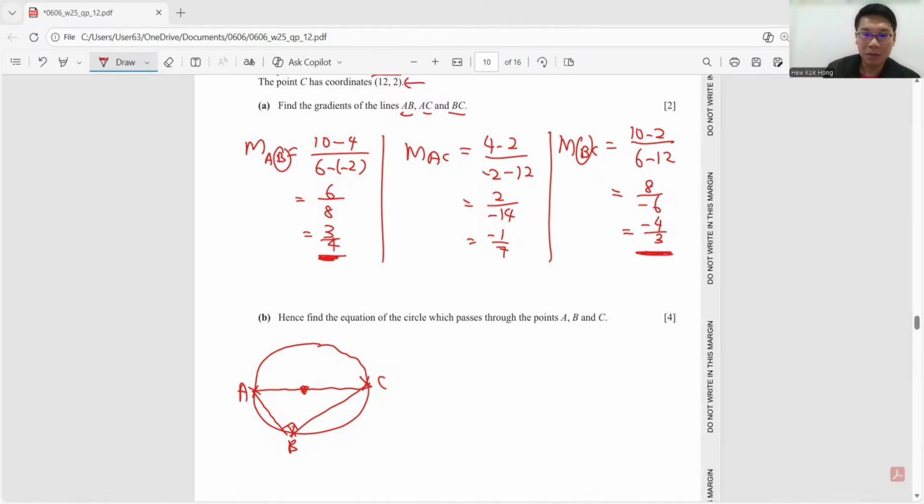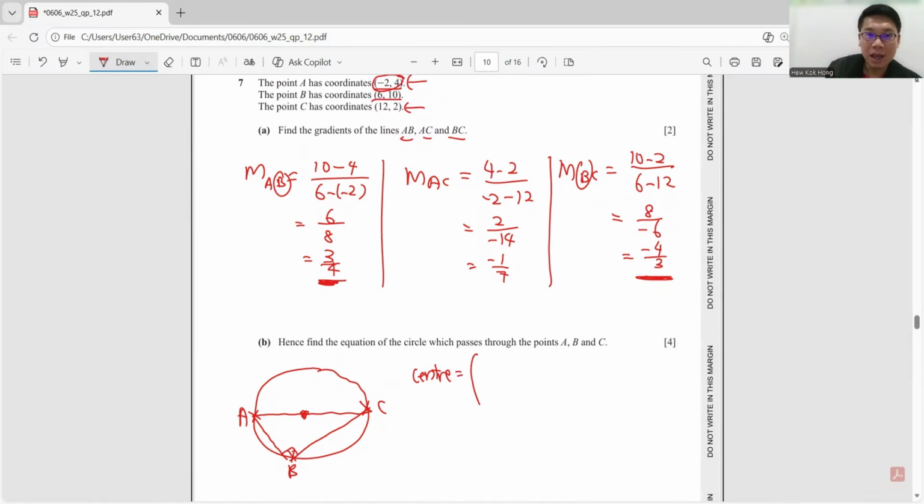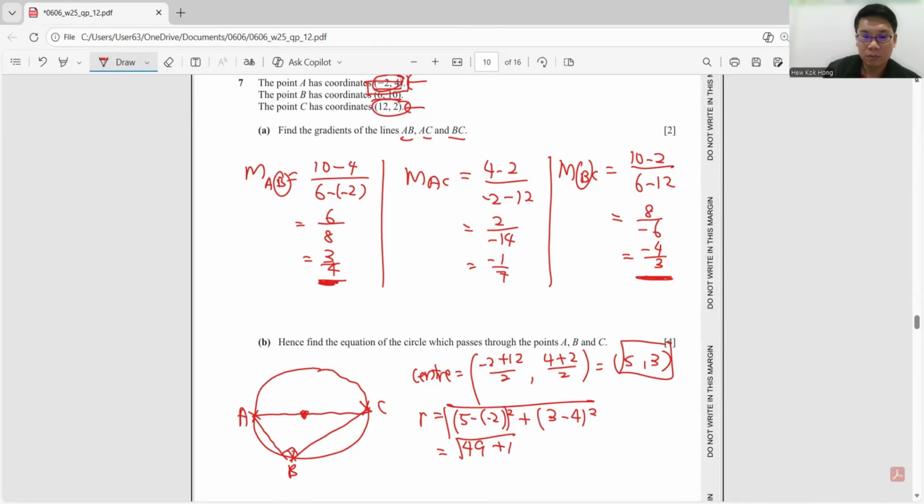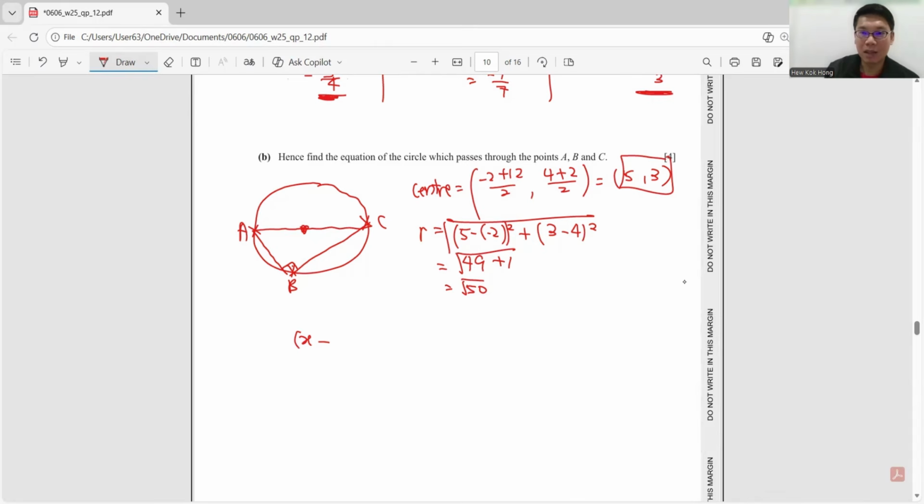Since we can confirm AC forms the diameter, then we know the midpoint and we can find the radius. We find the midpoint first, of A and C. And then the radius equals to this. After we gather the x, y, and radius, we can apply the formula: x minus the center x, squared, plus y minus the center y, squared, equals r squared. So this is the final answer.